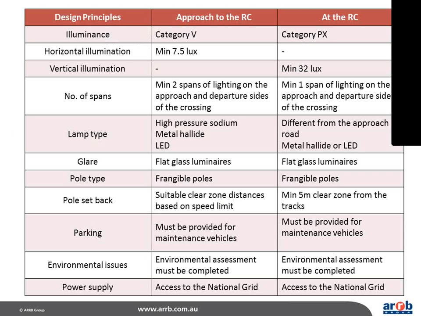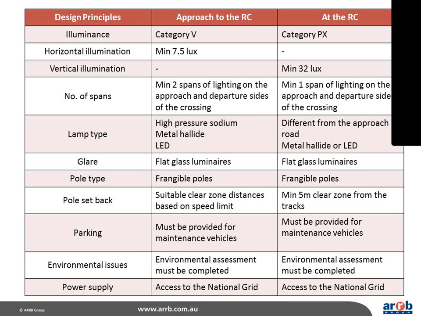The design principles that I've prepared are a list of areas that you should include in your design, such as the number of spans of lighting that you need, the lamp type, vertical illumination, illuminance level, horizontal illumination, what kind of poles you need, and the pole setback. You've got to make sure you maintain clear distances. In terms of a crash, poles could fall onto the tracks, so you've got to make sure there's a minimum of 5 meters clear zone from the tracks.